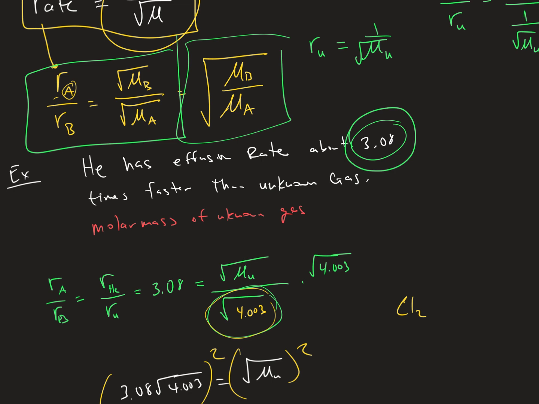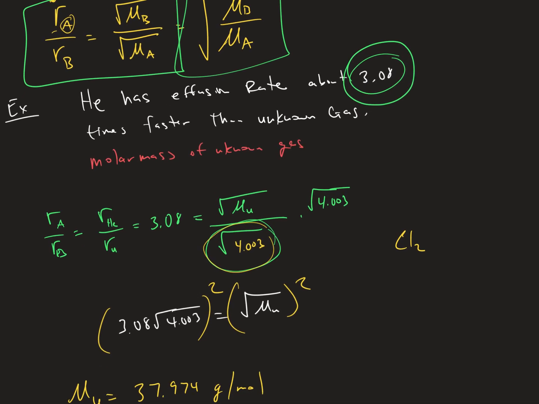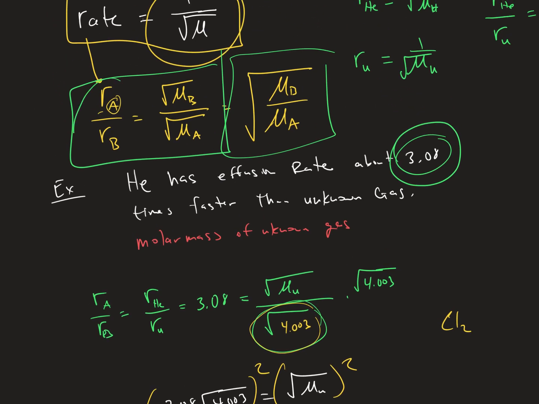You have a bigger number on top, divided by a smaller number, you're going to get a number that's greater than or equal to 1, right? Just a question, why didn't we equal that to 3.08? Why did we do our helium over our unknown equals 3.08? Because the equation says the ratio of their rates, so the rate of helium gas compared to the rate of the unknown gas, the rate of helium is 3.08 to 1. 3.08 times greater. Does that make sense?